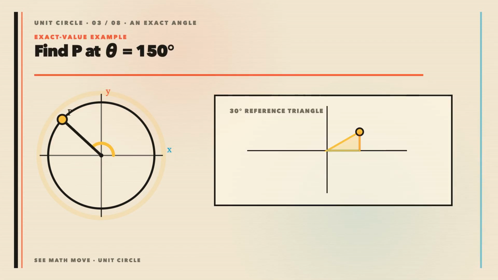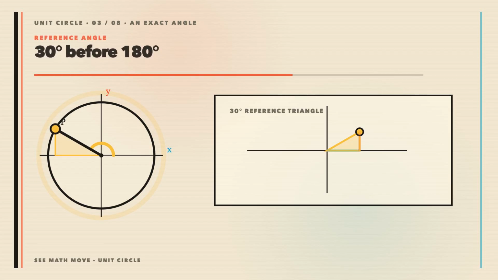Now use the circle to find an exact value. Where is P when theta is 150 degrees? 150 degrees is 30 degrees before 180, so the reference angle is 30 degrees.